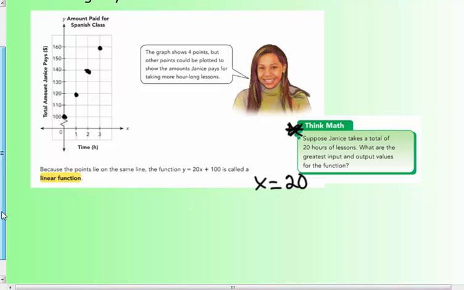That's the greatest input, and the greatest output would be, okay, well, 20 times 20, right? Put it in for x, y equals 20x plus 100. 20 times 20, that's 400. So our y, our greatest output value, would be 500. Greatest input would be the number of hours, 20. Greatest output would be 500.